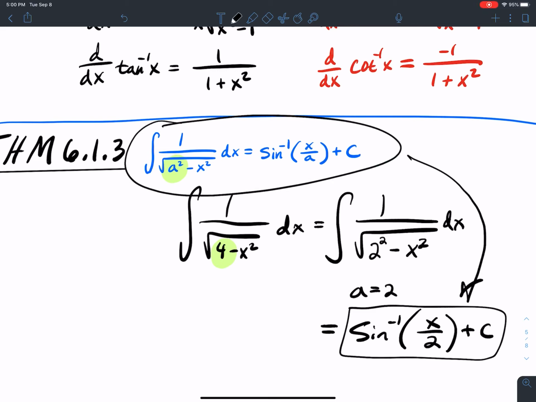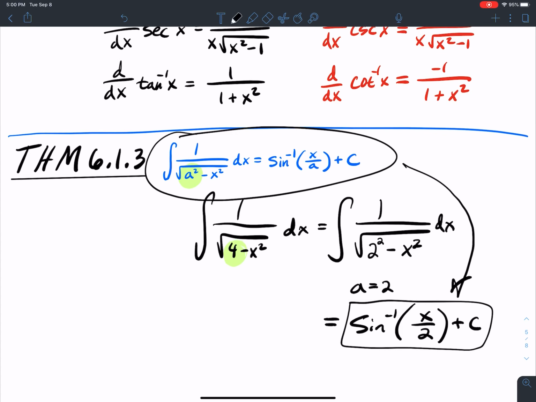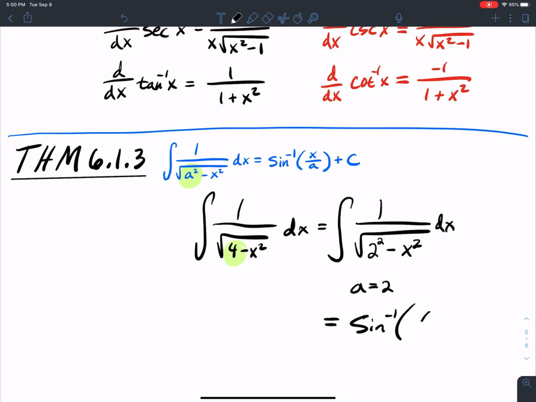So this is how you would use the formula to help you get the answer. If I say show your work, I'm going to show you how to do this with a u substitution in just a little bit. Not in this video, but I'm just introducing it here for you.